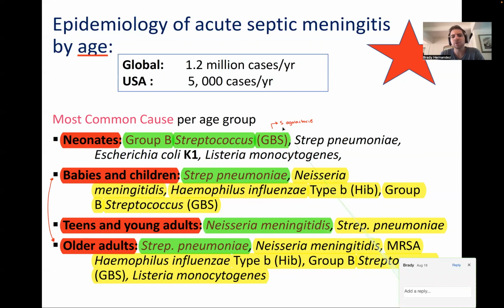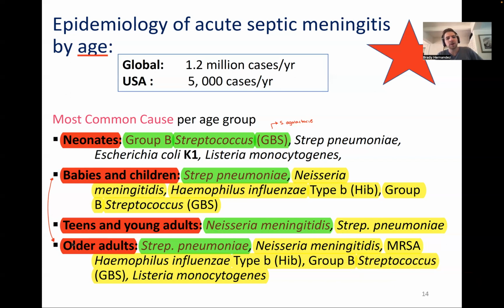So neonates, group B strep, that is usually during delivery; neonates can contract this if the mom has it. But strep pneumo, of course, in babies and children, strep pneumo is number one. For teens and young adults, look for Neisseria meningitidis, college age. We'll go with that. There is some different evidence that would say otherwise right now, but this is what the school wants, so this is what we go with. And of course, older adults, strep pneumo as well.